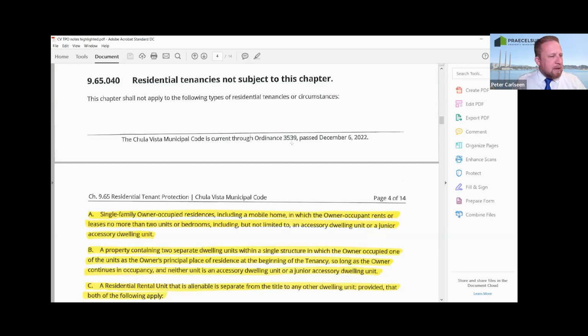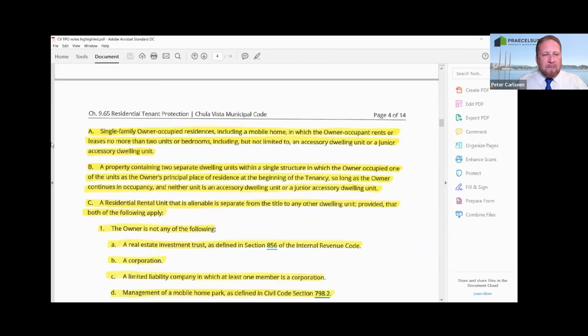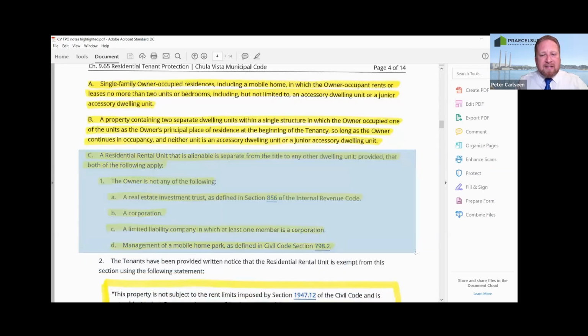The first one, single family owner occupied residences. Again, this goes to if there's a ADU or junior ADU. If the owner resides in one of them and is renting out an ADU, or lives in the ADU, is renting out the house, they can be exempted. B, property containing 2 separate dwelling units within a single structure, like a duplex, as long as the owner resides in one of them.